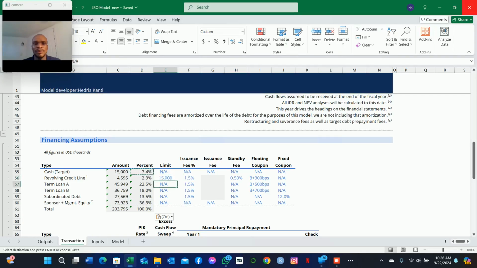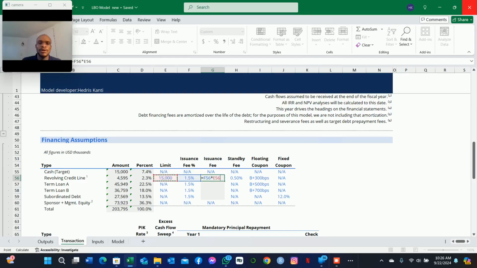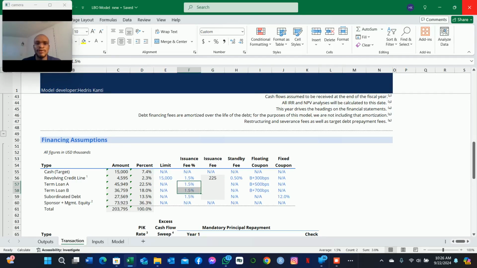So that's exactly what we are doing here. In order to calculate the fees, it's going to be equal to this percent, and then we multiply it by the 15,000 limit amount. We have it set up there for us, but going forward for the other tranches of debt, it's going to be equal to 1.5% of the total amount that was borrowed. So these are the fees that are issued as a result of this transaction.